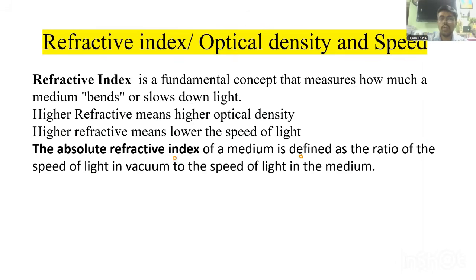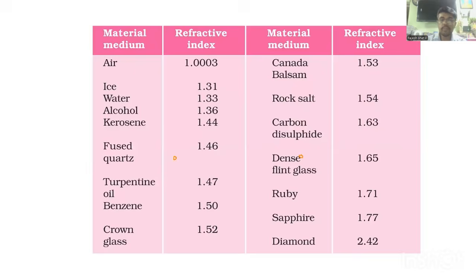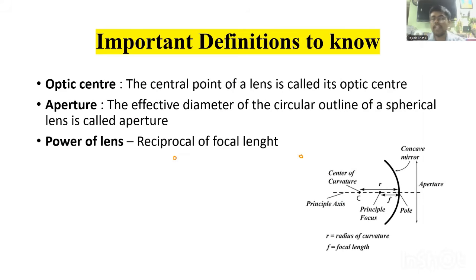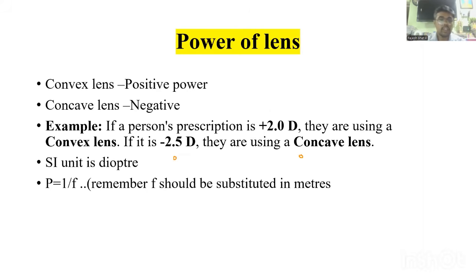Okay, and this definition: what is absolute refractive index? You have to read the definition. Next important definitions: aperture, optic center, power of lens. There are other definitions also, but these are high priority. Power of lens. What is power of lens? Very simple. Power of lens is the reciprocal of focal length.